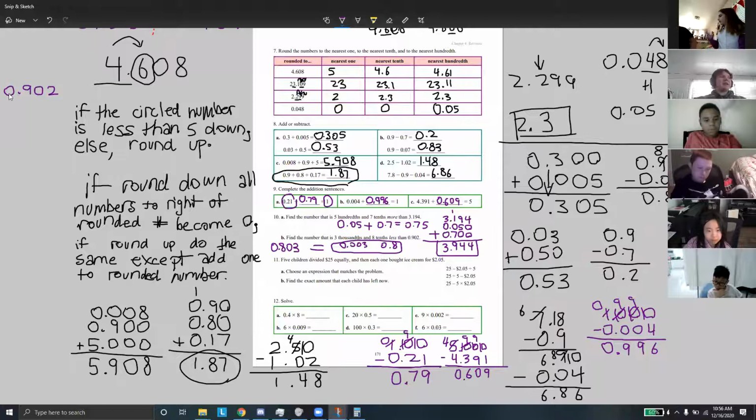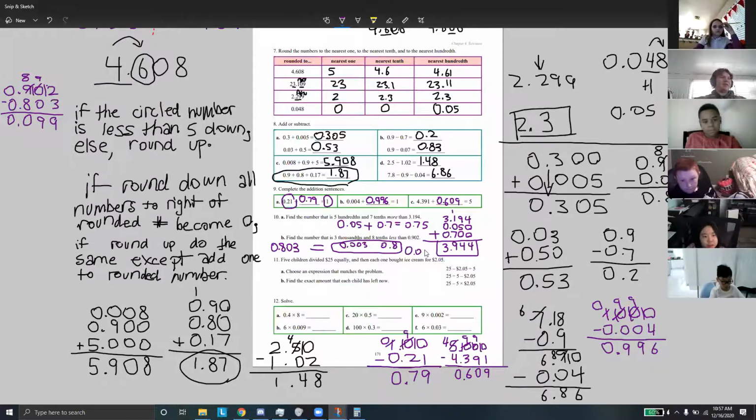Instead of doing 902 thousandth minus 3 thousandth minus 8/10, I could just do minus 803 thousandth. Great. And so 2 minus 3 can't do it. Take from the 9, make it an 8. Make this a 10, make this a 9, make this a 12. 12 minus 3 is 9. 9 minus 0 is 9. 8 minus 8 is 0. 0 minus 0 is 0. Great. And so do you guys get that for this problem? 0 and 99 thousandths.